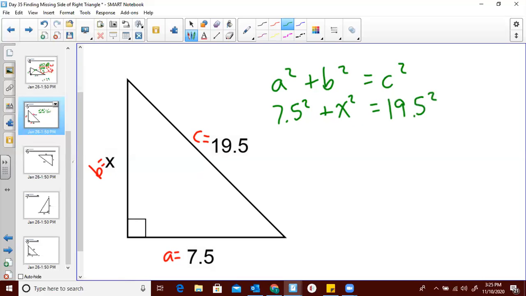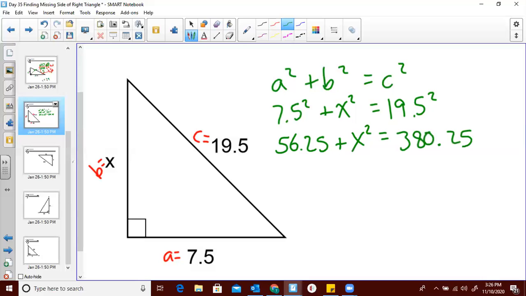These are ugly numbers, so I would suggest using Desmos to at least square them. So 7.5 squared will give you 56.25. We don't know what X is, so it just stays as X squared. And 19.5 times 19.5 gives you 380.25. So 19.5 squared gives you 380.25.